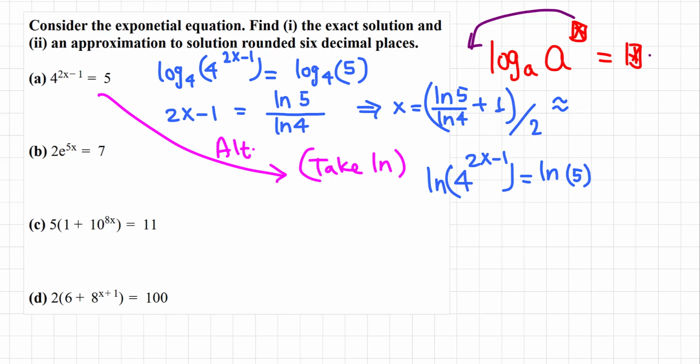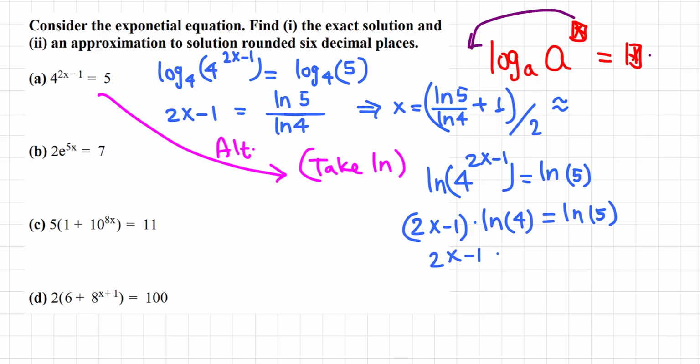Now in this case, the exponent jumps to the front. So 2x minus 1 times what is left, ln 4, equals ln of 5. Our goal is to get x by itself, so divide by ln 4 and move it to the other side. So 2x minus 1 equals ln 5 over ln 4.